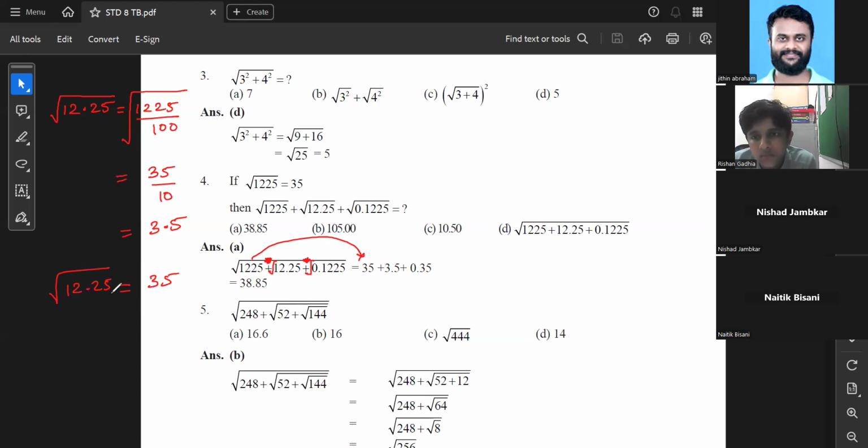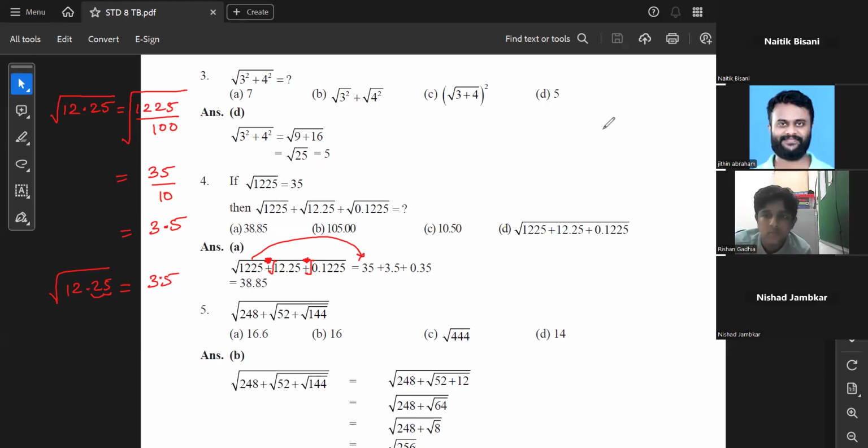Then, at the end, how many digits are there after the decimal? There are 2 digits. Whatever the number of digits is, you have to halve it here. So in the square root number, if there are 2 digits after the decimal in the real number, you will have to put only 1 digit after the decimal. So you will put the decimal after the first digit. Therefore you will write it as 3.5.